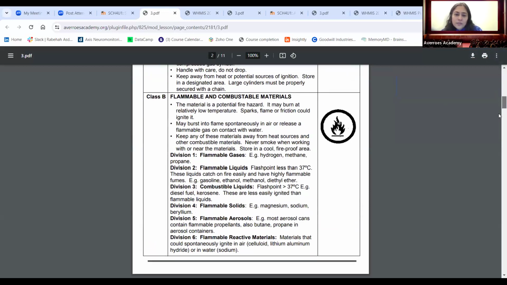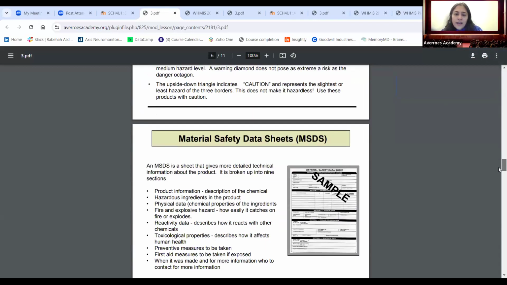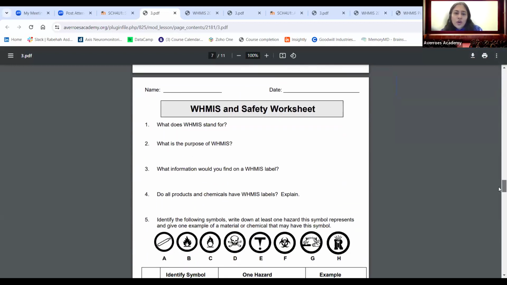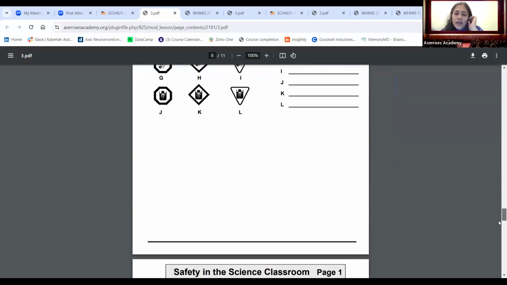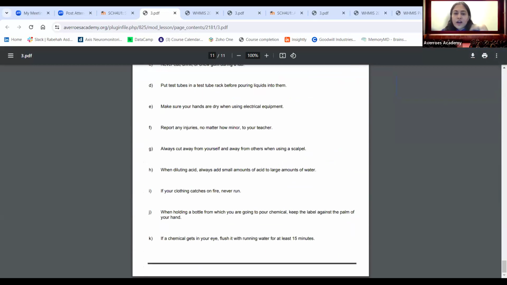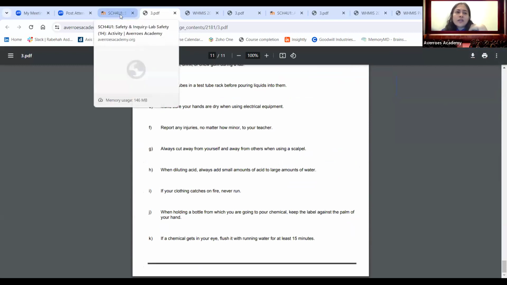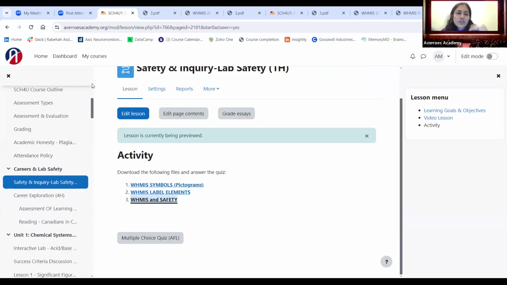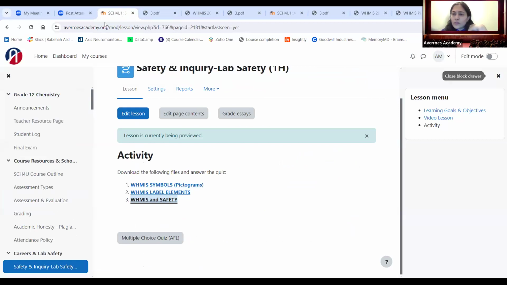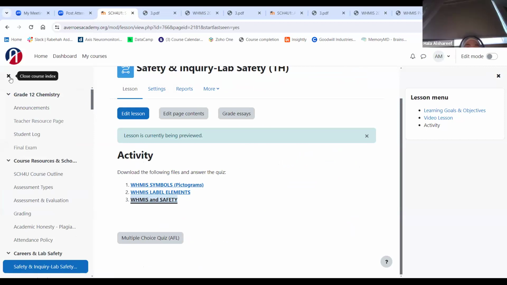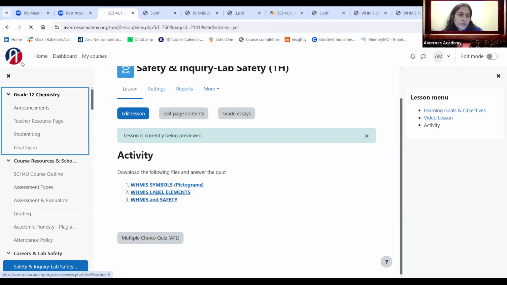you'll read through all of this material, and then it will take you to this work and this safety worksheet right here. And then you just need to finish this, like fill this out, and then you can email it here. Do you have email available on your online login? Not that I can see. Okay. There should be.